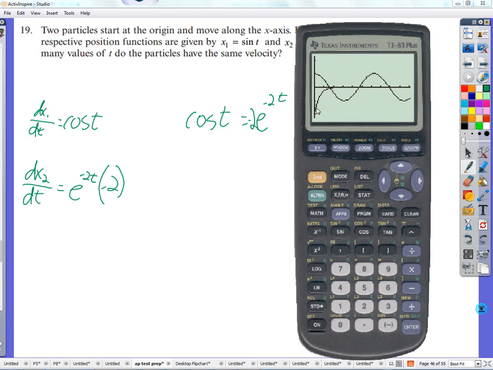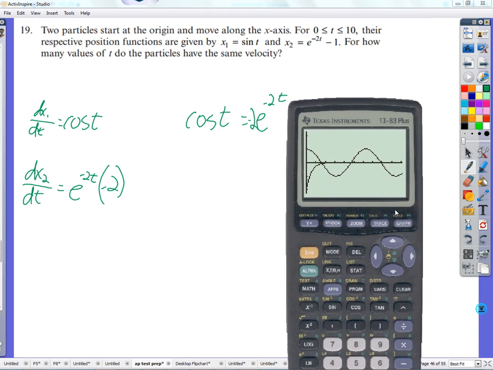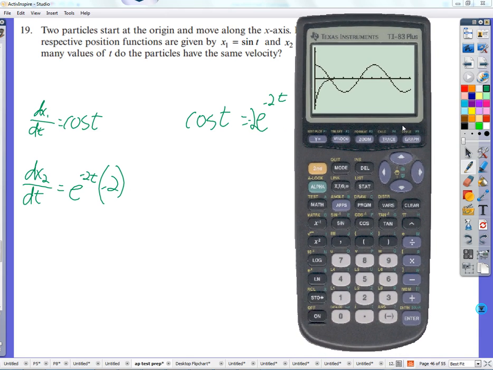What's happening to this function right here? It's getting closer and closer to 0. Okay? So its velocity is getting closer and closer to being 0, to the particle stopping, right? Have any ideas about how to answer their question? How many times on this time interval do the two particles have the same velocity?